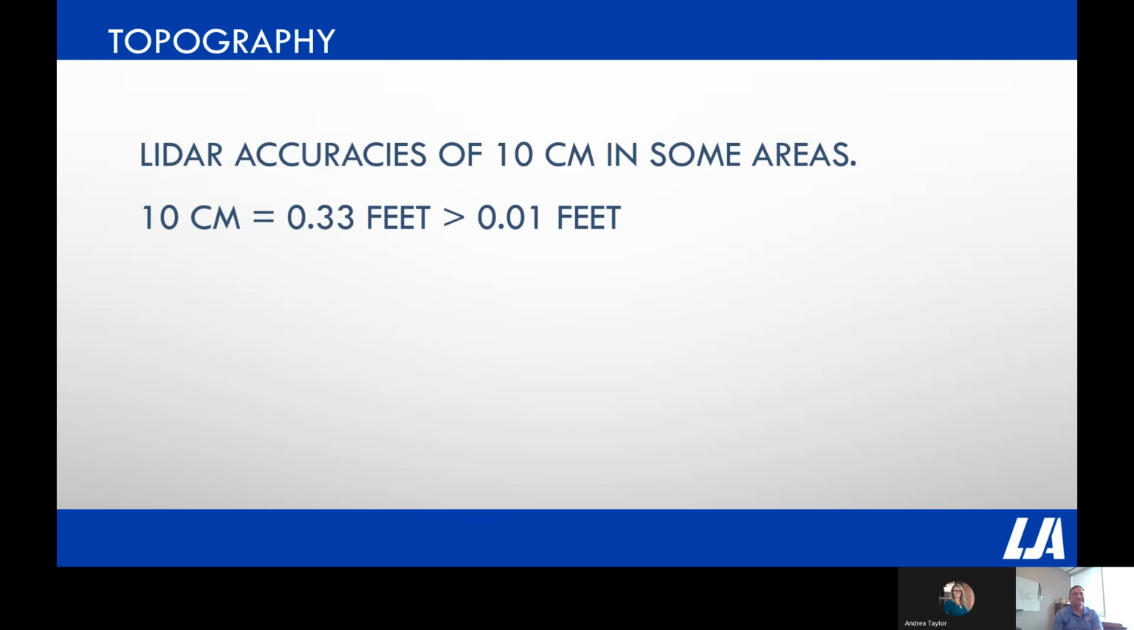Okay. And again, topography, we have great, beautiful LIDAR these days, but if you look at LIDAR that has a vertical accuracy of 10 centimeters, that's only 0.33 feet. And so the vertical accuracy on its own for topography can violate our tolerance of showing an impact of 0.01 feet.